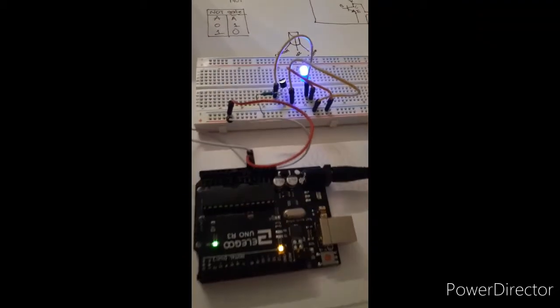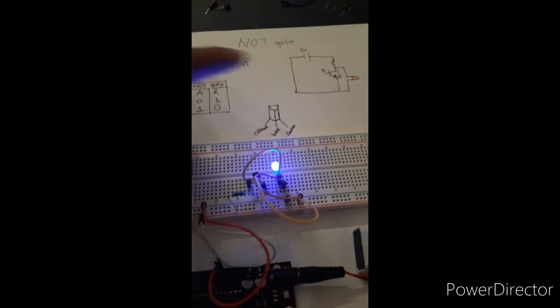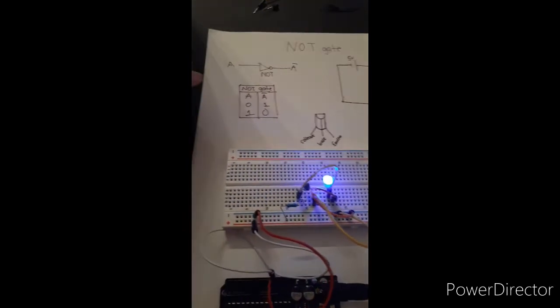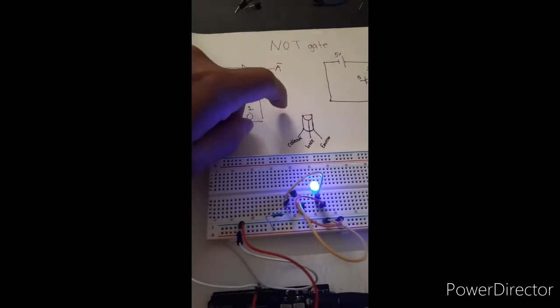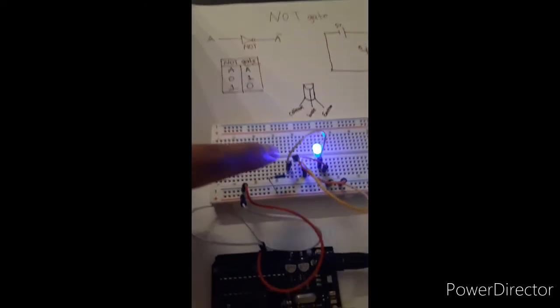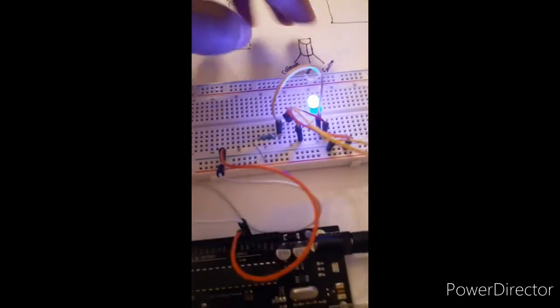So here we have our NOT gate on the breadboard. We have the circuit diagram, the logic truth table, and here we have our transistor, and in this way it is plugged in at the collector, the base, and then the emitter.